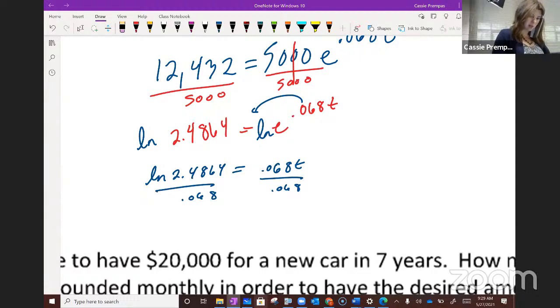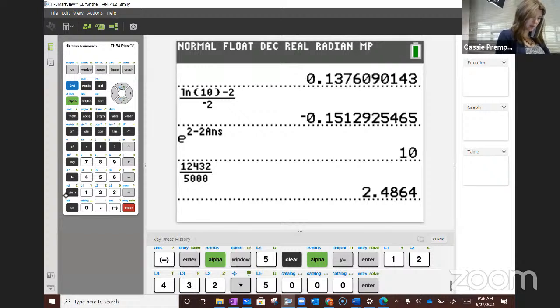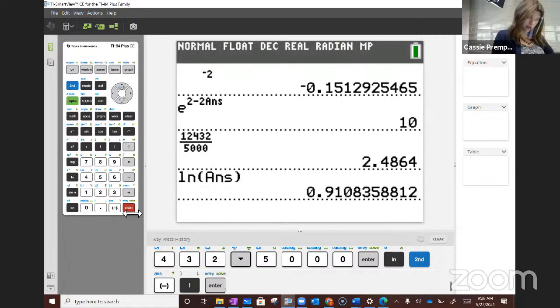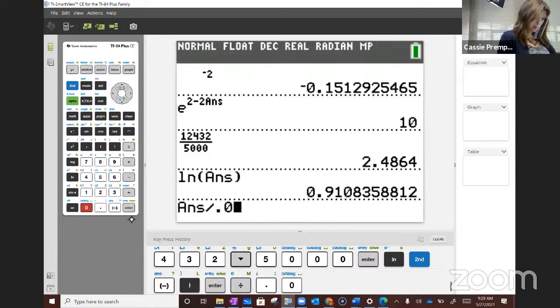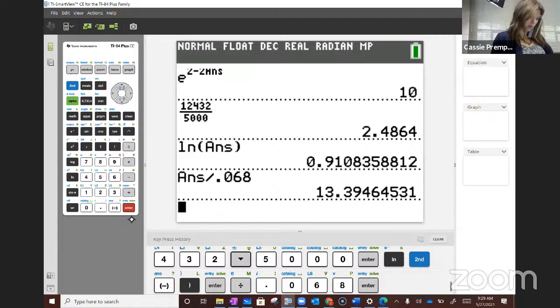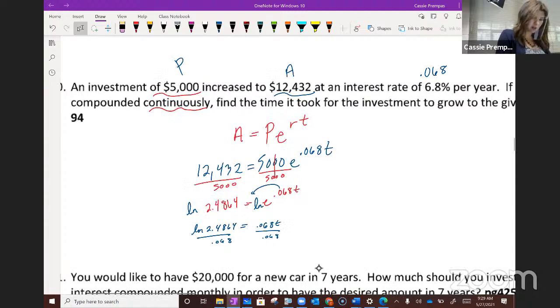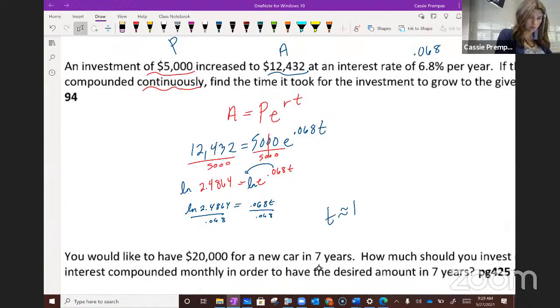So then I'm going to take natural log of that answer and I'm going to divide it by 0.068. Divide that answer by 0.068. And it should be 13.39 if we round to the nearest hundredth. So it says, find the time it took for the investment to grow approximately 13.39 years.